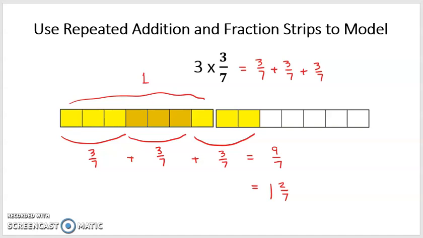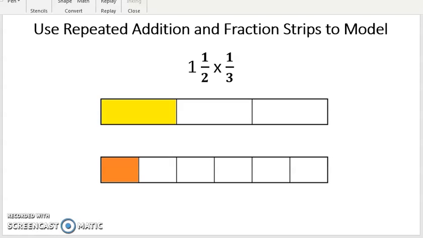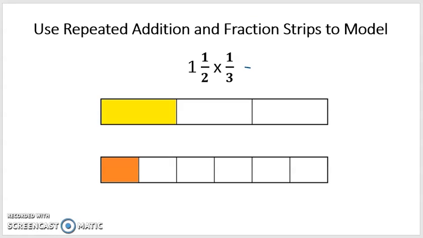Our second example of using fraction strips and repeated addition is 1½ times a third. Now thinking of this as repeated addition, it's not a whole number unit. So as repeated addition, this would be 1 third plus 1/2 of 1/3. So here is my third. So there's the third plus 1/2 of 1/3. So okay, 1/2 of 1/3 is right there.